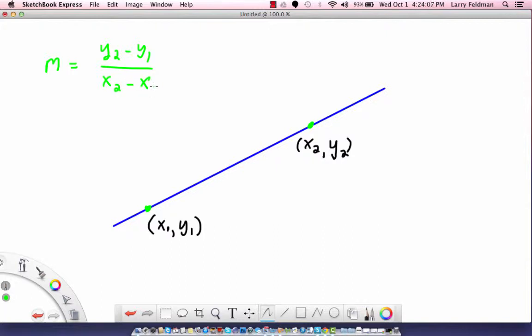And slope is also referred to as rise over run, or delta y over delta x. And all slope is, is a number that explains how the vertical change compares to the horizontal change.